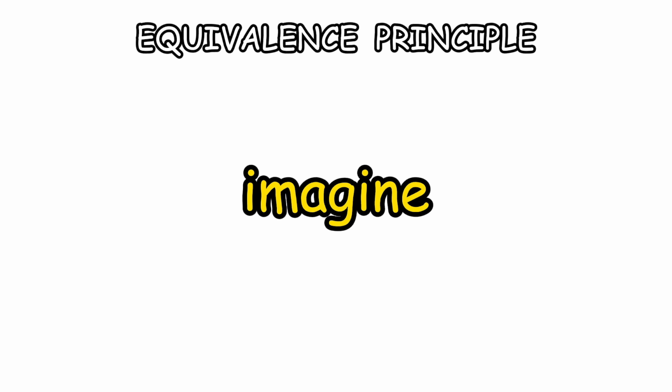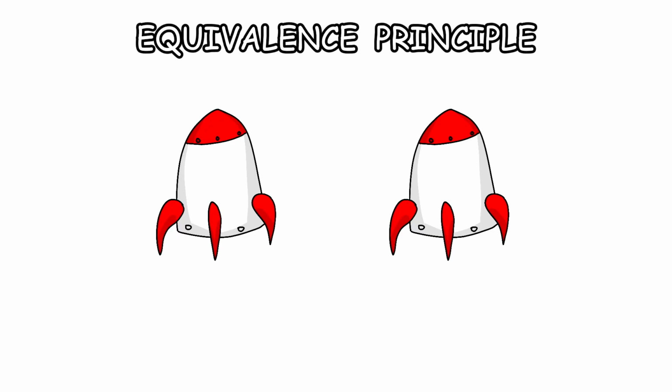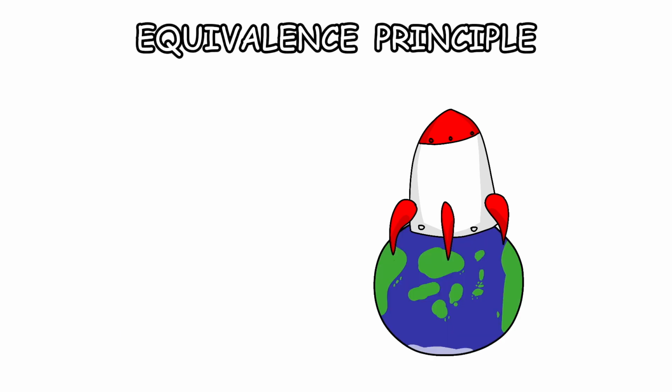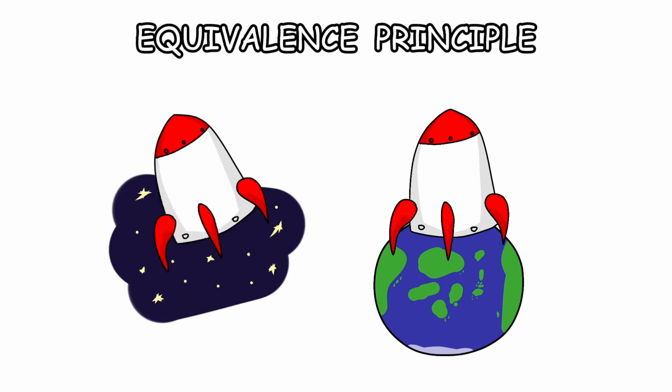Imagine this situation. There are two identical rockets. The characteristic of these two rockets is that they do not have any windows, and no noise or vibration can be heard inside, so you cannot hear whether the rocket is ignited or not. One rocket is on the Earth, completely stationary. The other rocket is in space, with a constant acceleration equivalent to the gravitational acceleration present on Earth.